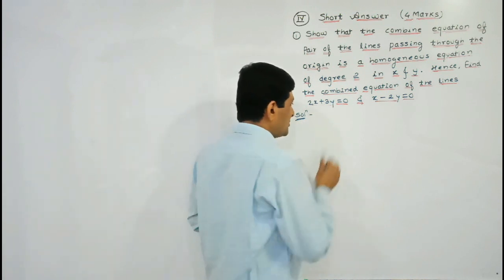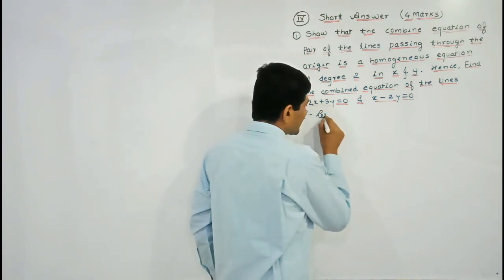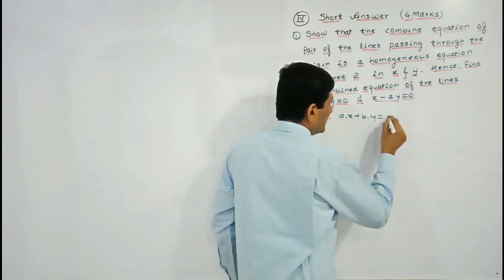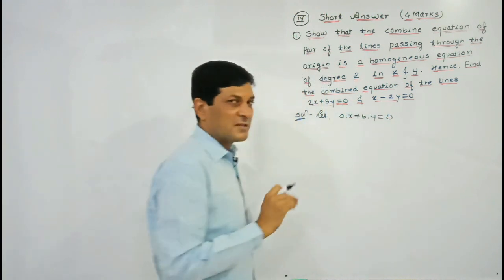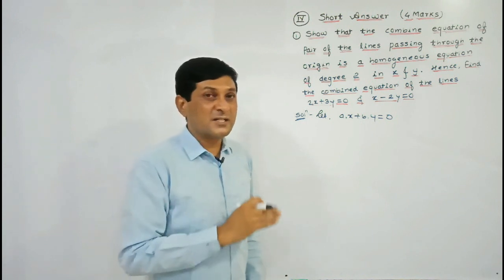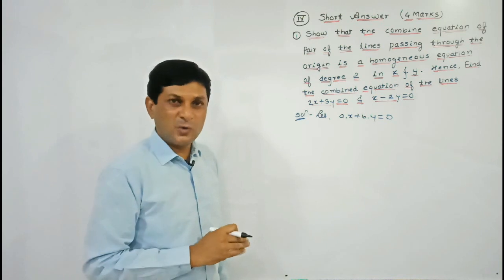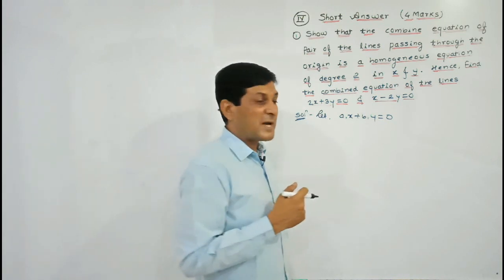So here we are supposing that let a1x plus b1y is equal to 0. Here we have not considered the constant term, and if we do not consider the constant term, we can say that the line passes through the origin. Why can we say that this line passes through the origin?